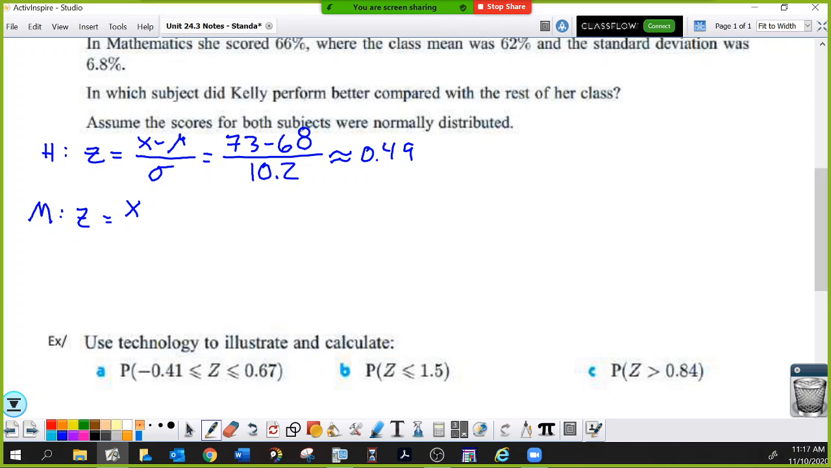Whatever x score we're talking about, we're going to subtract mu and divide by sigma. This one was a 66. The mean was a 62. The standard deviation was small though, nice and tight, 6.8. When you subtract and divide, you get 0.588. So even though she got a 66% on that math test, compared to the rest of her classmates, she's better than them. She's better at mathematics than at history, compared to the population.